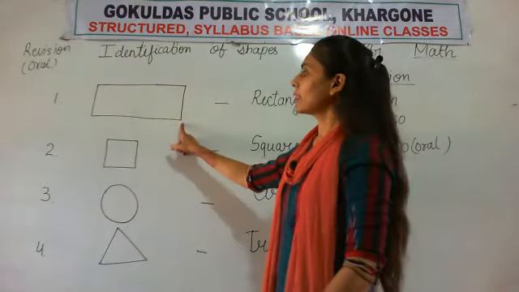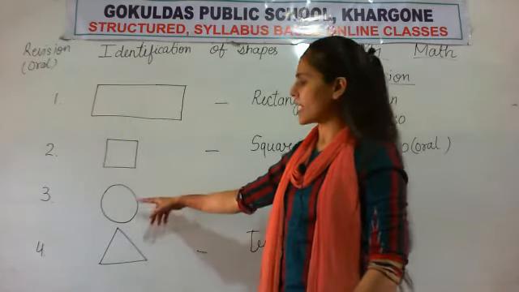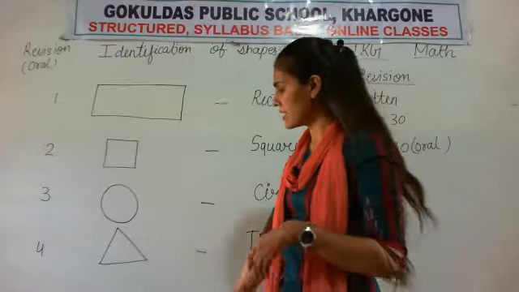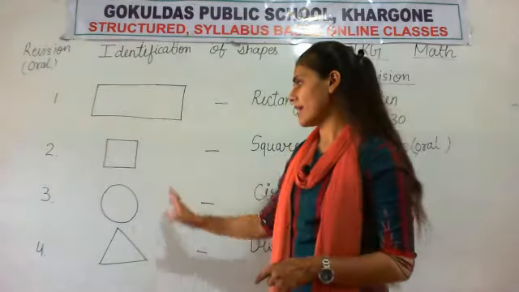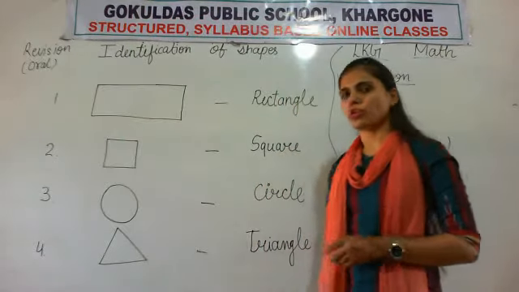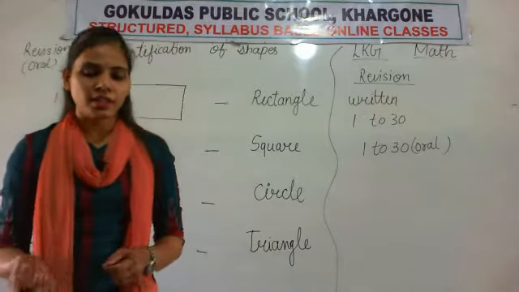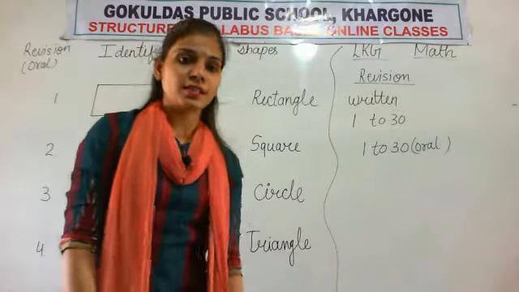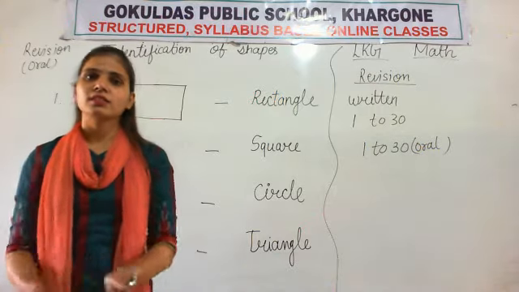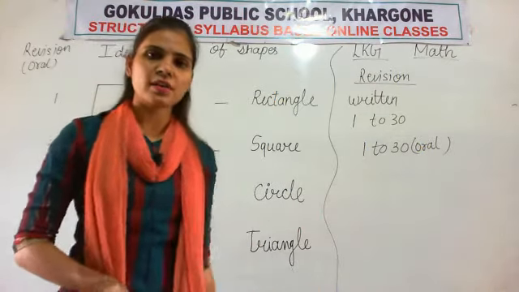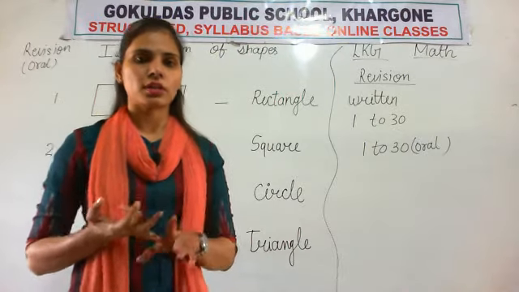Okay. Rectangle have 4 sides. Square have also 4 sides. Circle have no sides. And triangle have 3 sides. Okay. All are different. So you understand all the shapes name. You learn in your previous classes in nursery. You learn all the shapes. So this is your revision. Okay, revision again all the shapes and numbers. Okay, in written also and oral also.